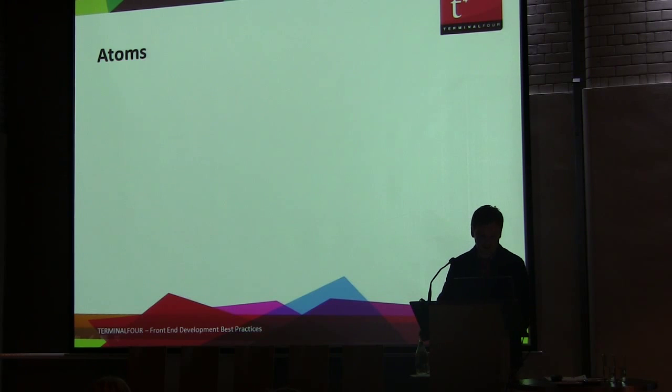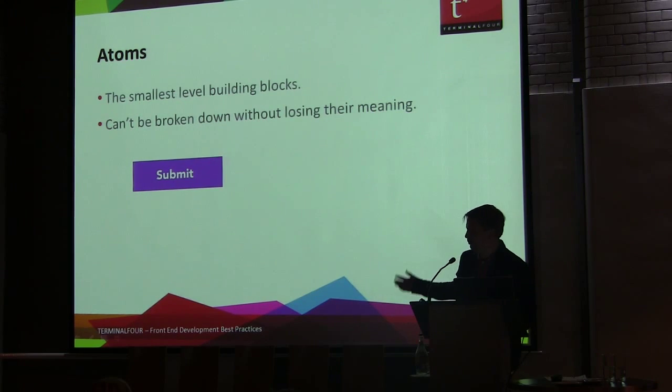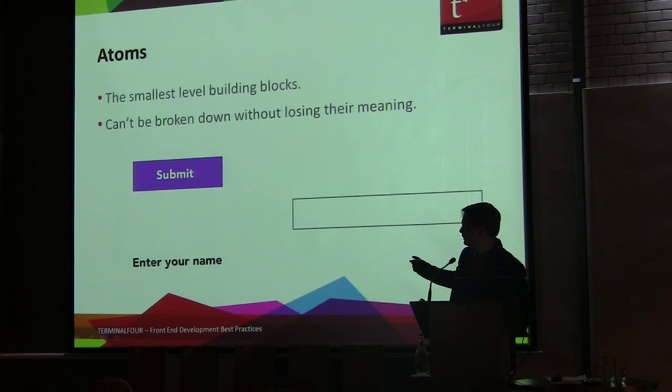So we start with atoms. Okay, so atoms are the smallest level building blocks, as in chemistry. They can't be broken down any further without losing their meaning, right? For example, these are the raw HTML elements on your site. So you might have a button. Okay, that's what it is. We call this an atom, right? You might have a label, or you could have an input box, right? So these are the atoms, and you design these individually.